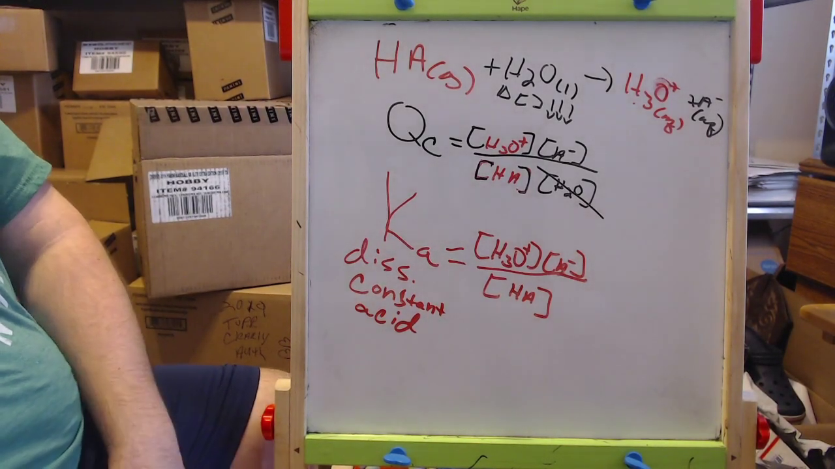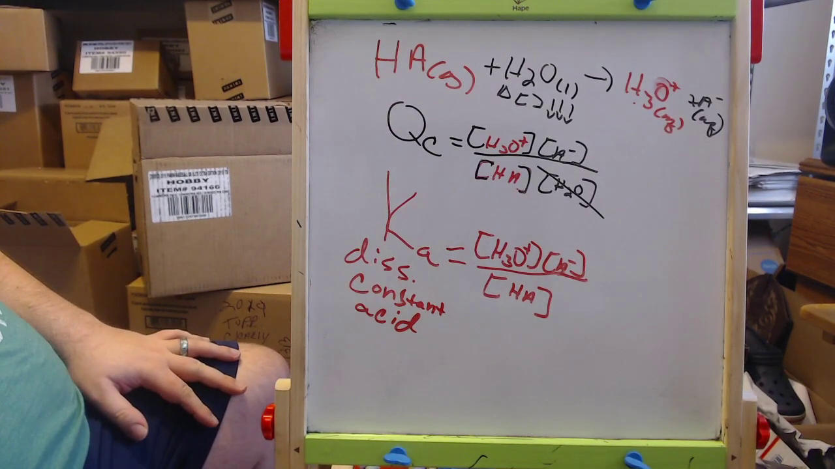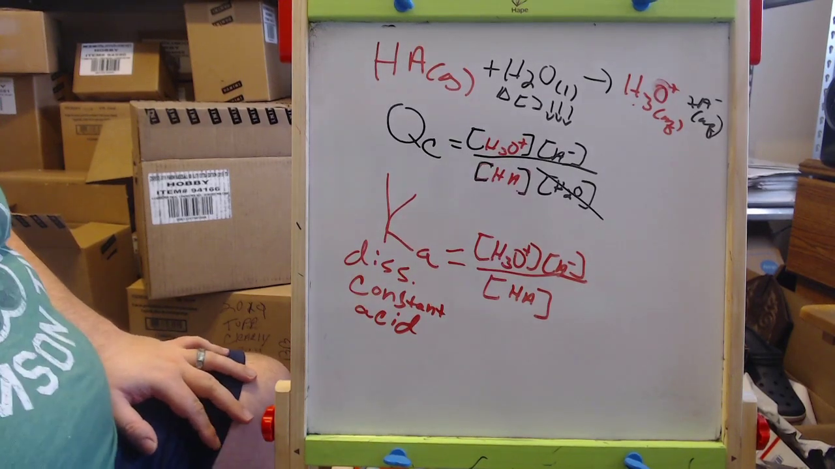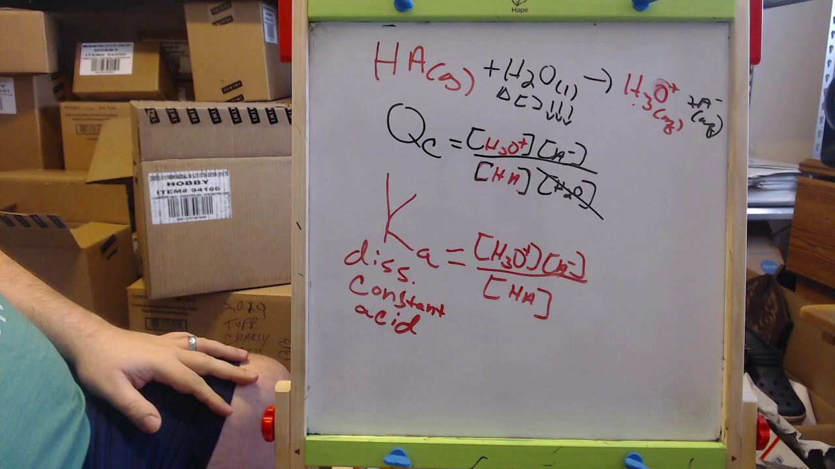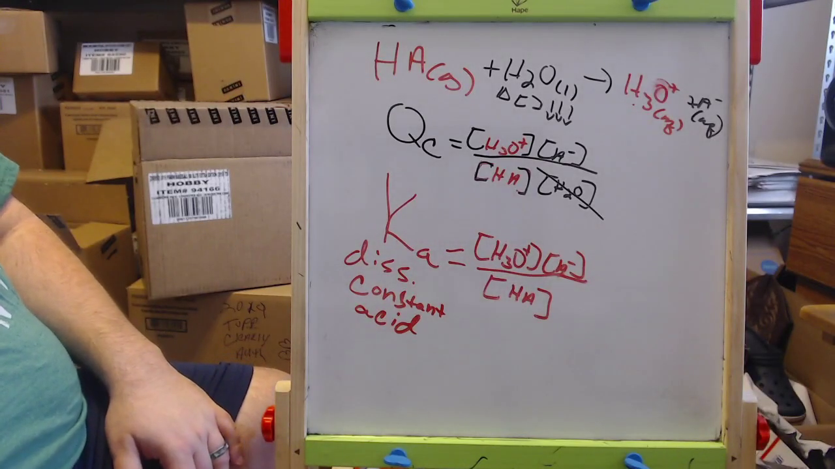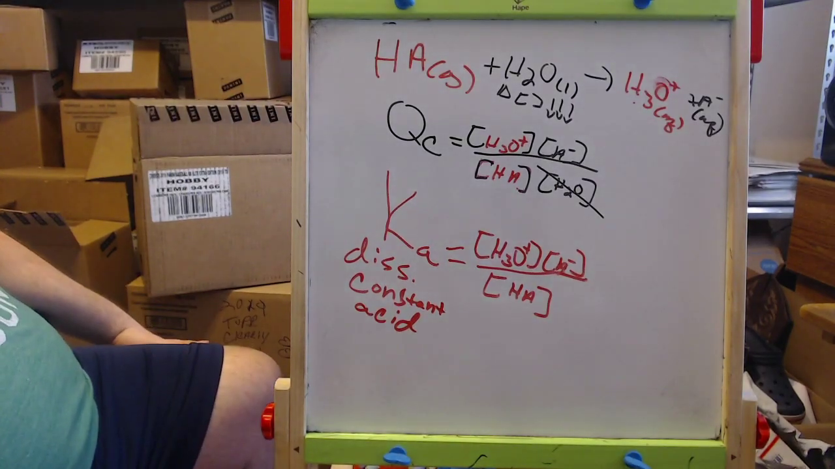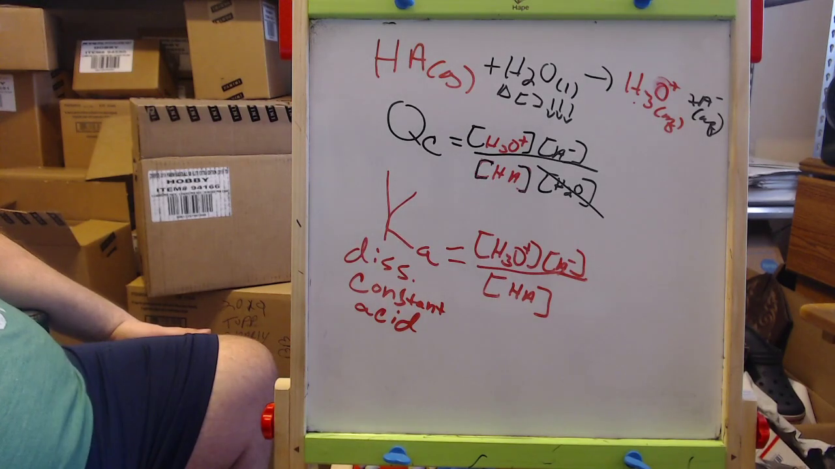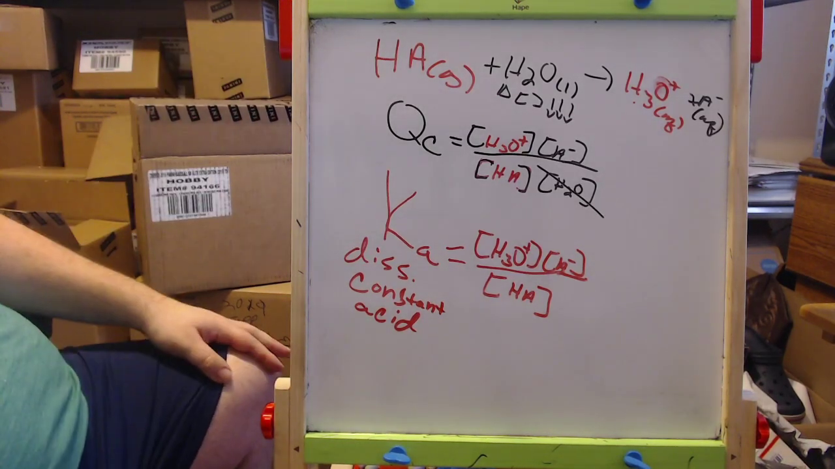You are 100% right, Kelly. That's what I was getting to. You got it. So number one, it's a liquid, and number two, it doesn't completely change. The amount that breaks down is super small. So we take that out right away. It's not a gas, it's not aqueous, so it can't be in there anyway. So we call it the dissociation constant of an acid.